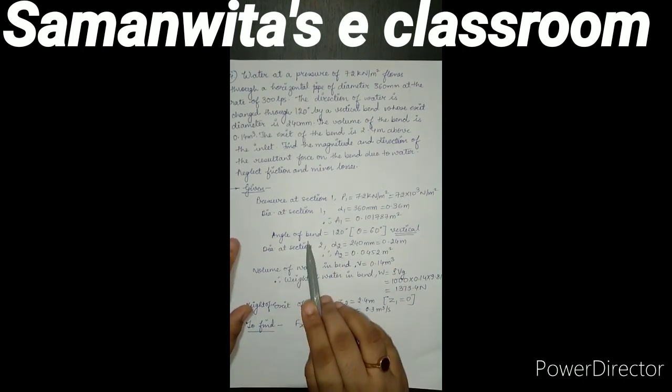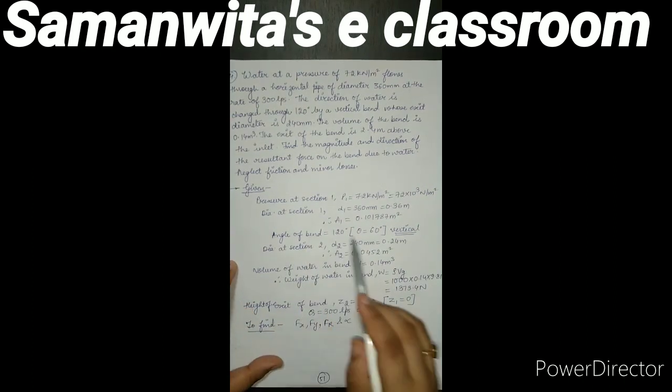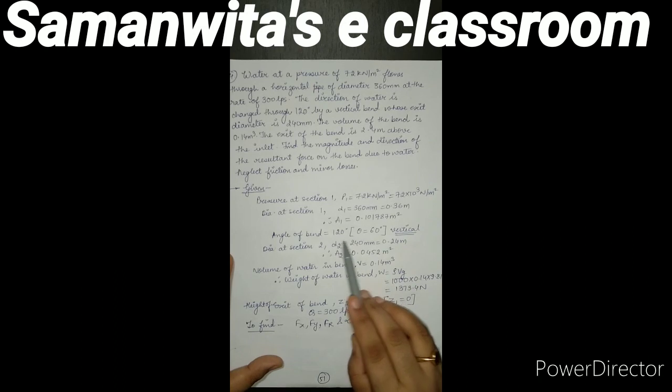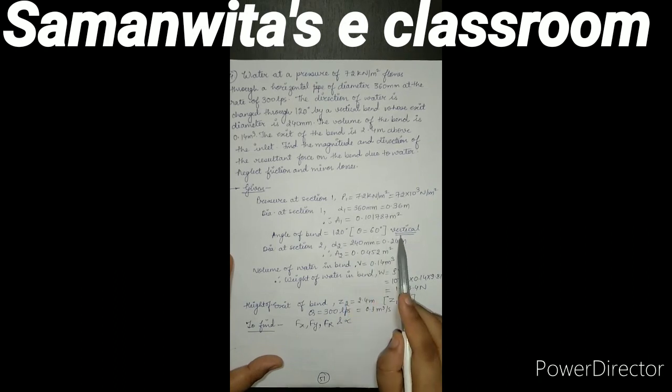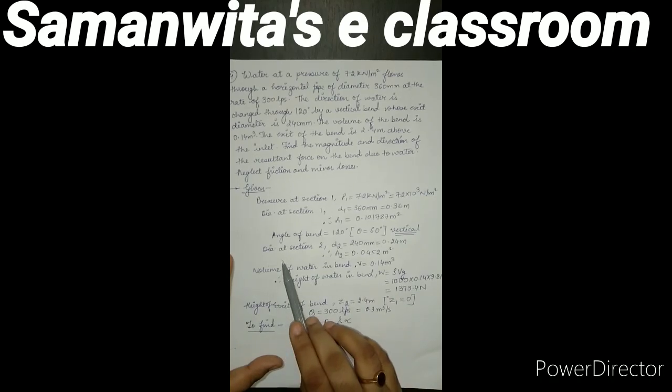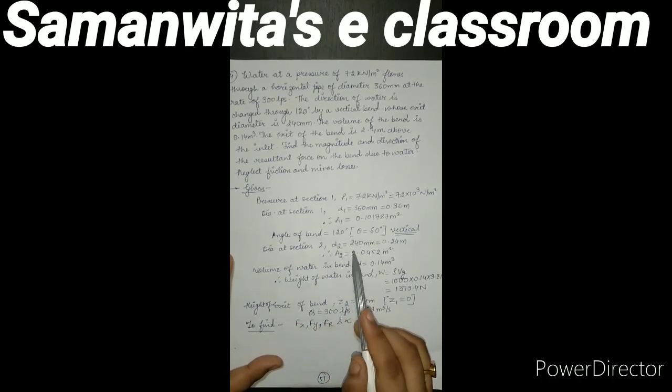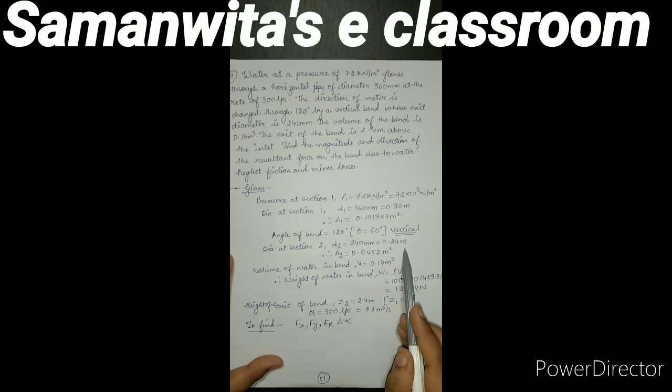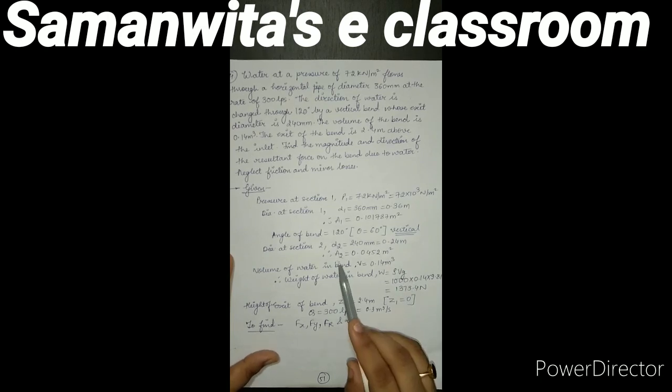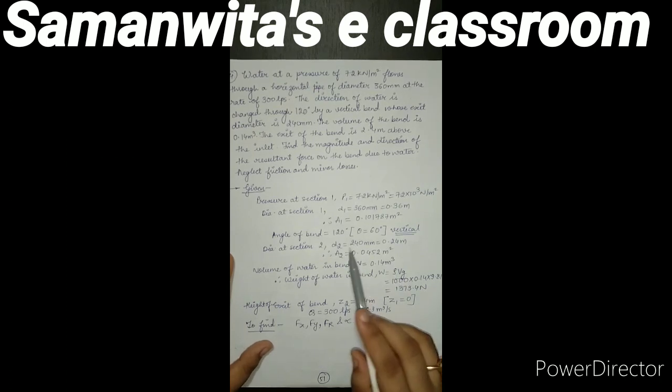So the angle of bend is given as 120 degree, which means we have to take 180 minus 120, which is 60 degree. And I have mentioned over here that it is a case of vertical bend. The diameter at the section 2, D2, is given to me as 240 mm, which is 0.24 meter. I can calculate A2 as 0.0452 meter square by using the formula pi by 4 D2 square.